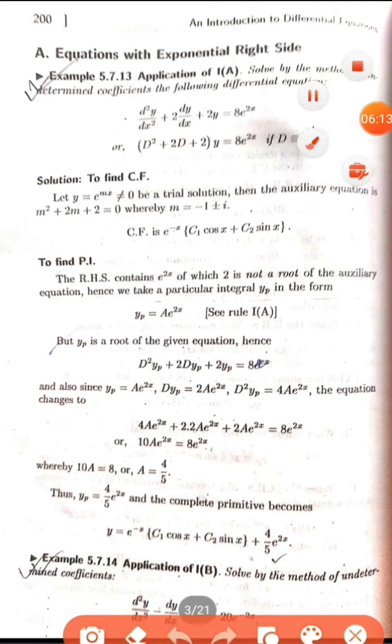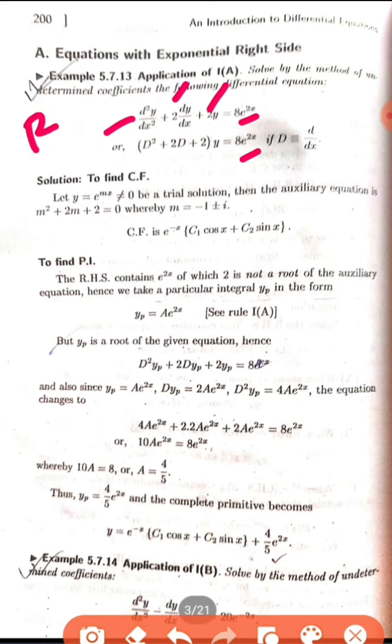Here is a solution. You can see d²y/dx² + 2 dy/dx + 2y = e^(2x). On the right-hand side you can see the function R(x) = e^(2x). Now you have to find first the complementary function, that is CF.